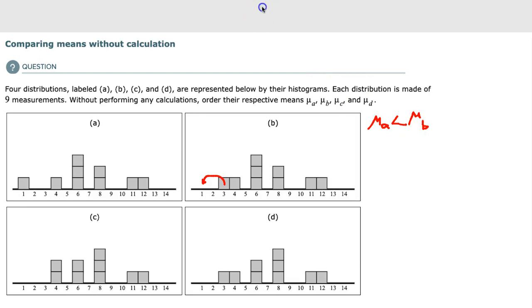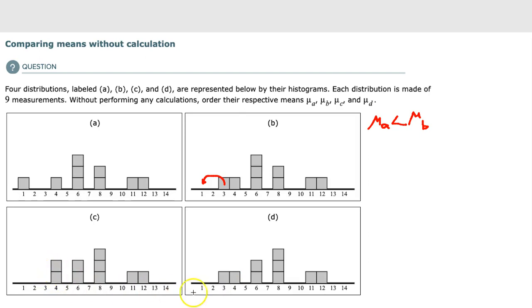Let me grab another color, and let's do it down here. Let's compare C and D. With C and D, I'm seeing 11 and 12, 11 and 12. I'm seeing 8 is stacked 3 high with C and with D. I'm seeing 6 is stacked 2 high, 6 is stacked 2 high. And then here's the difference. Over here, 4 is stacked 2 high.